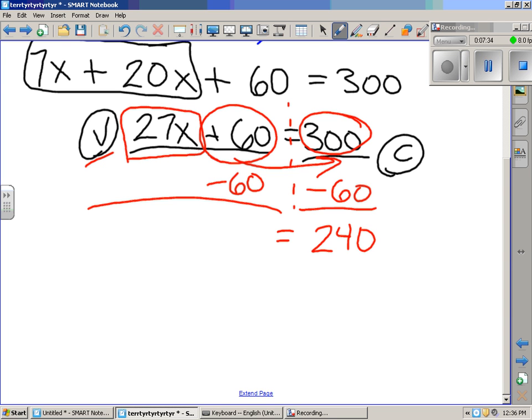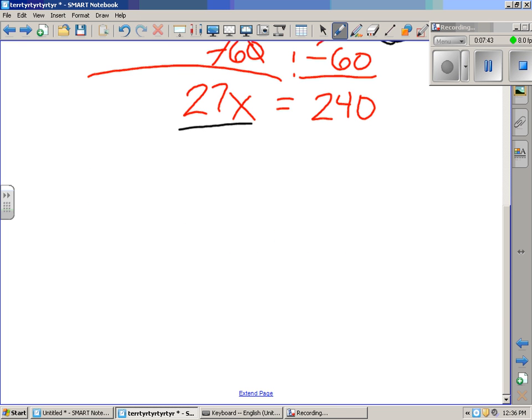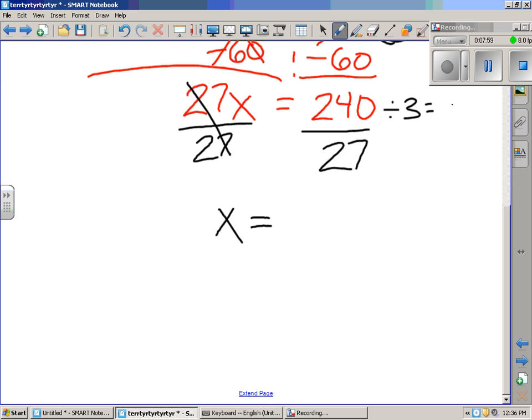On the left side, 60 minus 60 equals 0. So we are left with the 27x. Next, we're going to divide each side by 27 because the 27 is what is keeping the x from being alone. Over here, 27 divided by 27 equals 1, so we're left with 1x. On the other side, we're going to simplify. 240 is divisible by 3. We get 80. And 27 is also divisible by 3. We get 9, so we are left with 80 ninths.